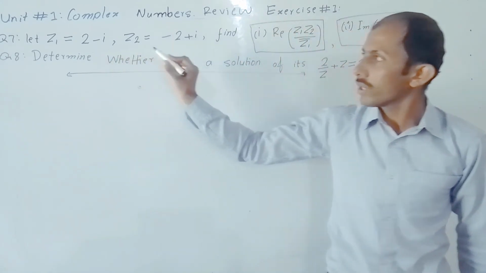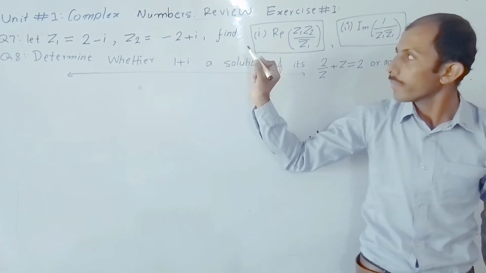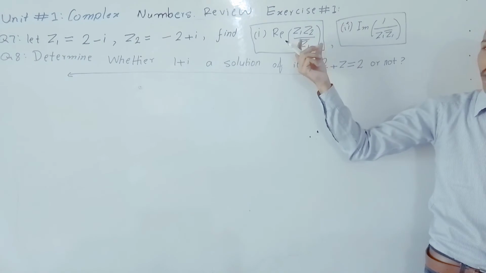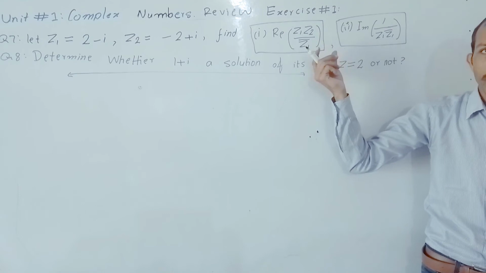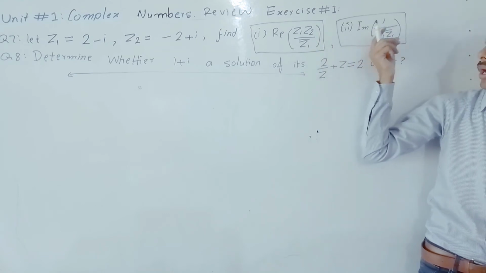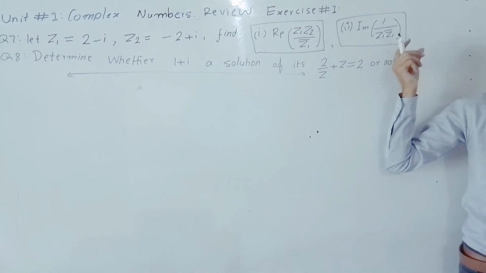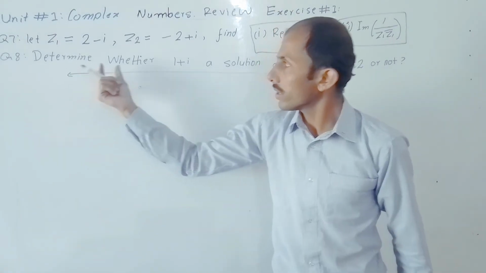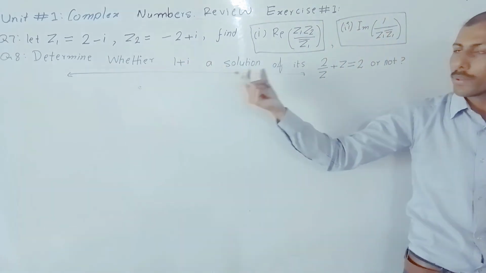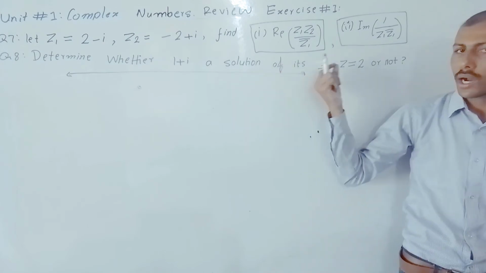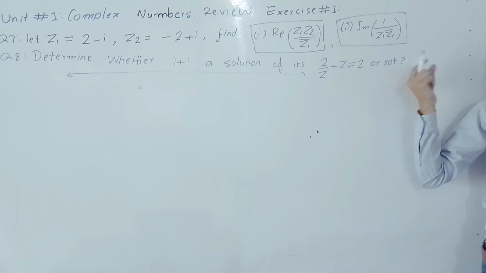Let z1 is equal to 2 minus iota, z2 is equal to minus 2 plus iota. Find part number 1, real of z1 z2 divided by conjugate of z1. Part number 2, imaginary of 1 divided by z1 conjugate of z1. Question number 8, determine whether 1 plus iota is a solution of the equation 2 divided by z plus z is equal to 2 or not.